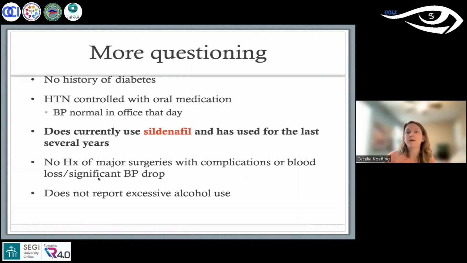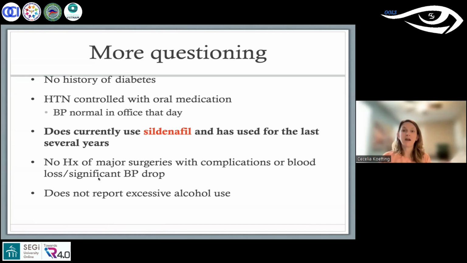So no history of diabetes. I did order blood work on him just to get an A1C to make sure. High blood pressure, says it's controlled with oral medication. Blood pressure was good in the office that day, but we know we don't really have a chronic way to watch it. But also, if you look at the blood vessels, it doesn't have a crazy amount of tortuosity or anything else that makes me concerned for hypertensive retinopathy. Patient does currently use sildenafil and has used it for the last several years. No history of major surgery.